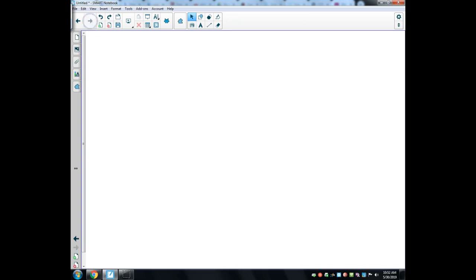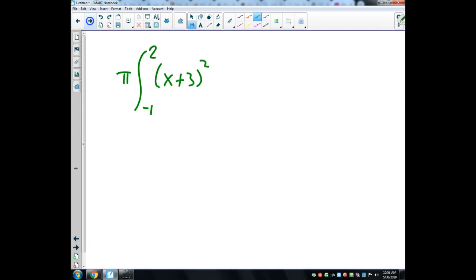So how about over here? The green volume is pi times the integral from -1 to 2 of (x plus 3) squared dx. Now, you could FOIL that out if you want. But why don't we do it with u substitution? Remember, if it's x squared dx, you just write x cubed over 3 and you've got the antiderivative. You're done. But if it's (x plus 3) squared, it's not just x, it's a chain rule.